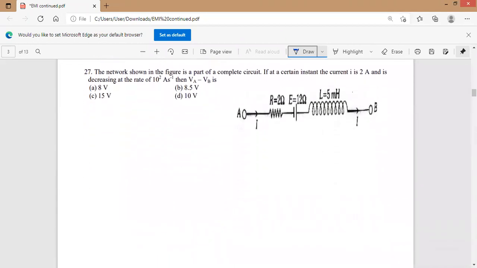Next one, question 27. A network shown in the figure is a part of the complete circuit. If at a certain instant the current I is 2 ampere and is decreasing at the rate of 10 to the power of 2 ampere per second, then what is the potential difference between A and B?